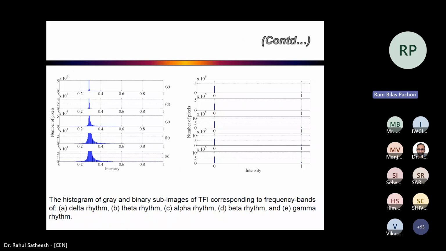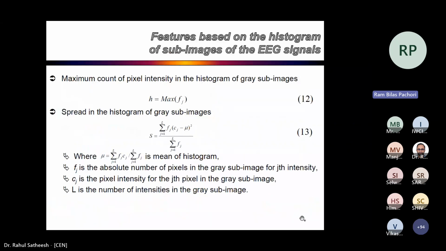Next slide please. Then we have computed the histograms of the gray and binary sub-images of the time-frequency image corresponding to the frequency bands of the delta, theta, alpha, beta and gamma rhythms; you can see these are the histograms. Next slide please. And then we have proposed these features based on the histogram of sub-images for EEG signal analysis: the maximum count of pixel intensity in the histogram of gray sub-images, defined by equation 12, and the spread in the histogram of gray sub-images, defined by equation 13.